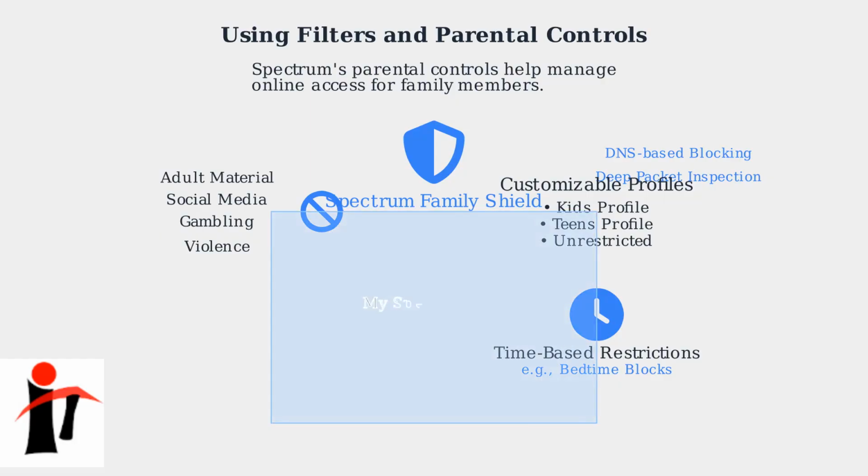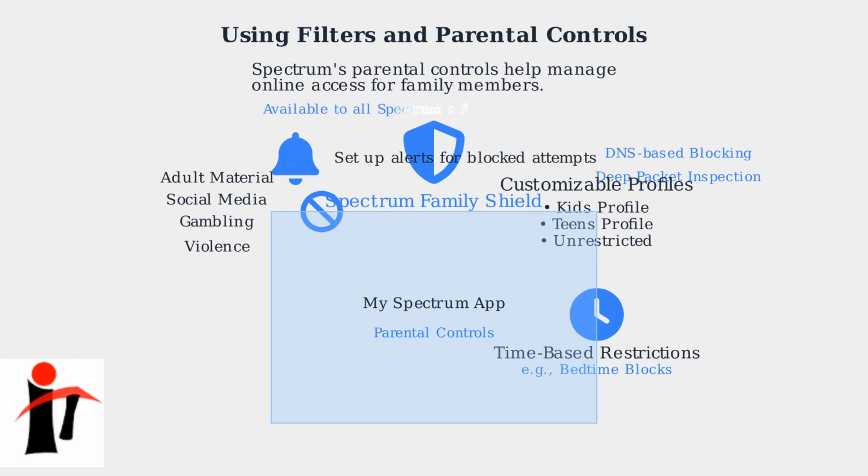To configure these filters, navigate to the Parental Controls section within the My Spectrum app or the Spectrum.net portal. You can also set up alerts to notify you when someone attempts to access blocked websites. These parental controls are available to all Spectrum Internet subscribers at no extra cost.